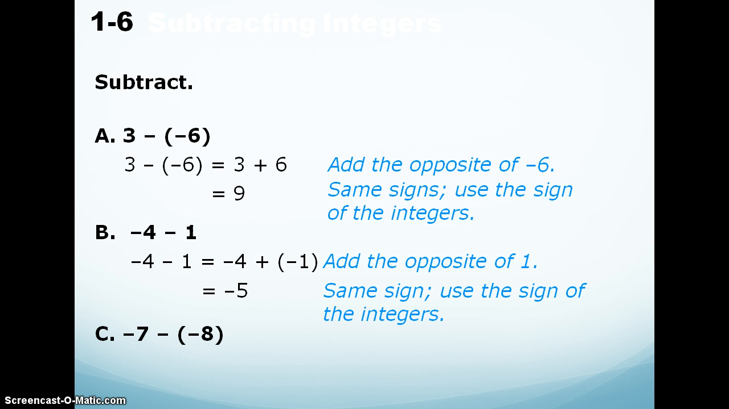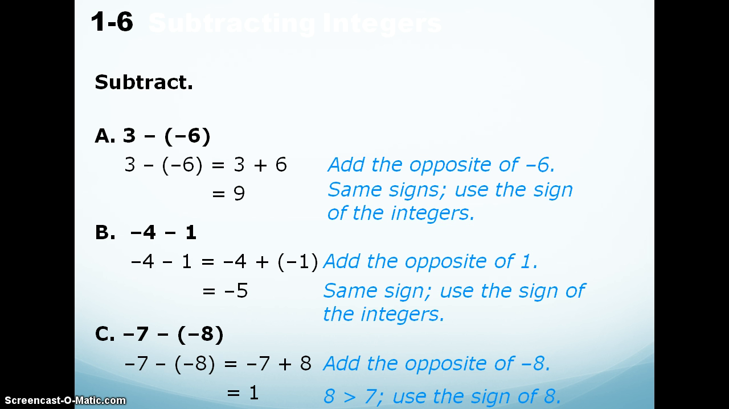Negative 7 minus negative 8. That would truly become negative 7 plus 8. Cancel out the 7 negatives. You're left with 1 positive.